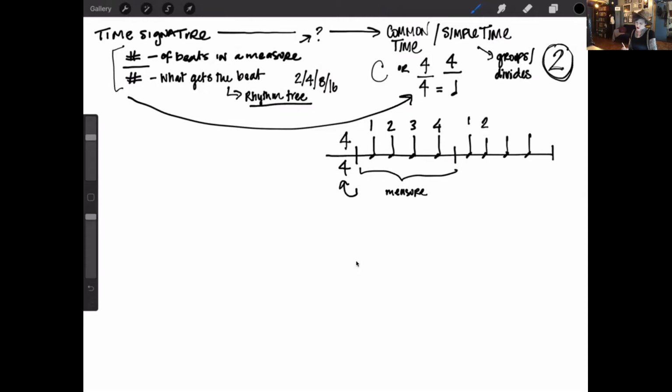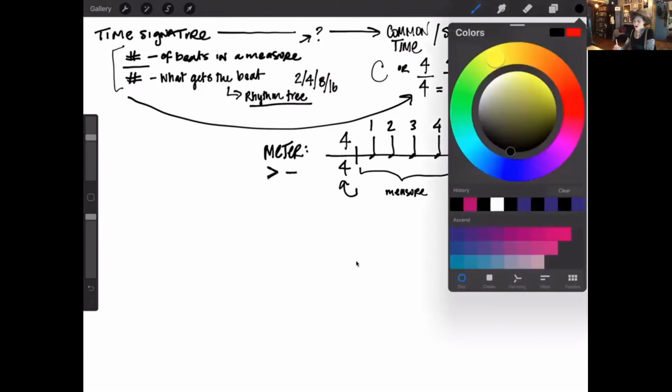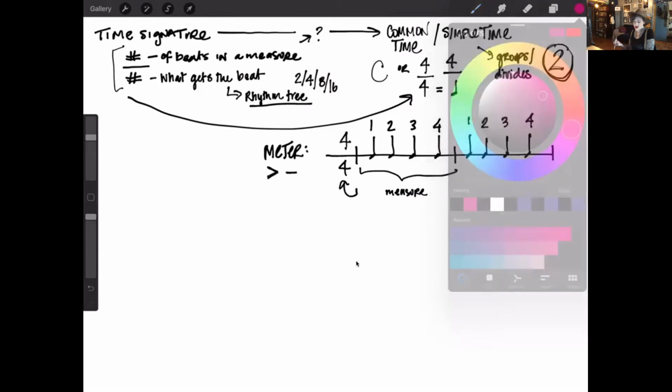1, 2, 3, 4. So time signature tells us what meter we're listening to, and a meter is, like in poetry, if we were listening to or reading a piece that's in iambic pentameter, that means that we're listening to something that has a combination of stressed and unstressed events. So meter tells us what is stressed and what is unstressed. Great. So in 4/4, we have a natural stress structure.